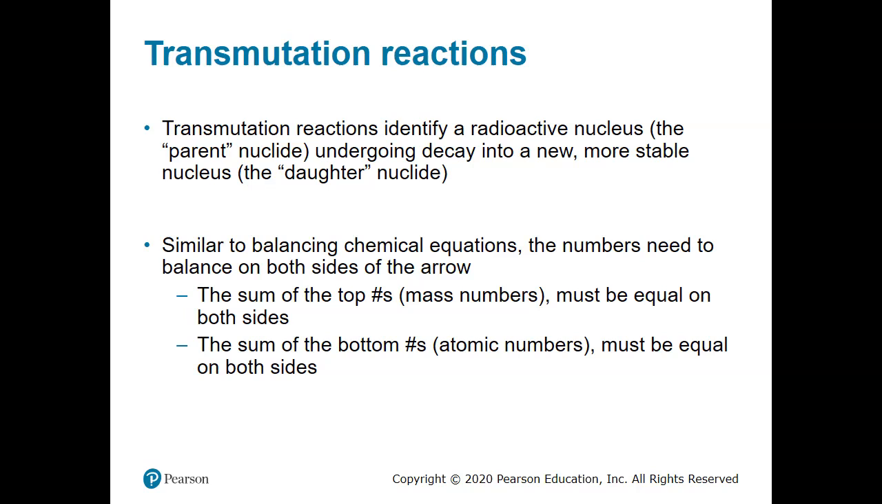So when a decay occurs, what we have are two different nuclei. We have the parent nucleus, that is the one that decays, and we have the daughter nucleus, that is the one that is the result, the product of that decay. So let's take a look at a couple of examples.